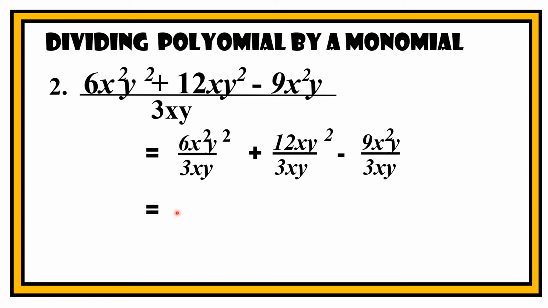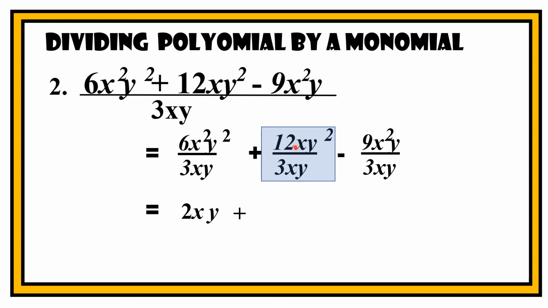So, simplify muna natin ito. 6x squared y squared over 3xy. So, divide natin yung numerical coefficient, 6 divided by 3. So, we have 2. Then, apply natin yung law of exponent. So, copy natin yung base, so we have x. Subtract natin yung exponent, 2 minus 1. So, we have 1. Then, copy y. So, 2 minus 1 again. So, we have 1. So, pag 1 ang exponent, hindi na natin isusulat. So, we have 2xy.